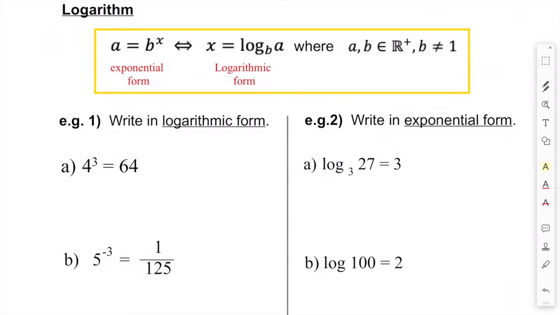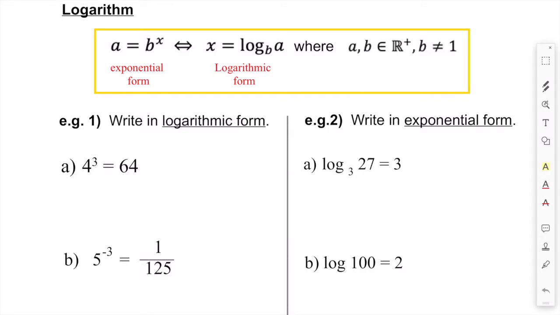Logarithm. Well, why do we need it? Well, because it's a way to write an equivalent expression to anything written as an exponent, like a equals b to the power of x, into x equals log of a base b. We have to remember that a and b must be positive real numbers, and b cannot be 1.